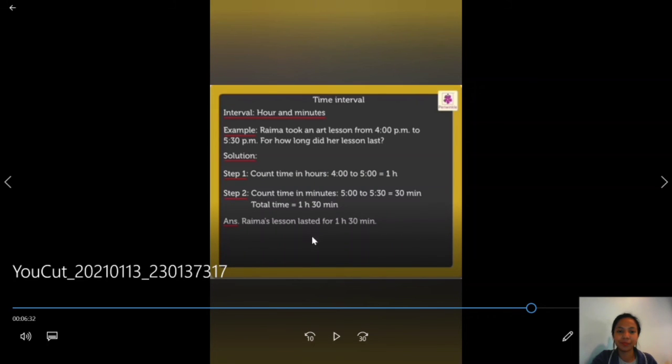Everybody read. Rayma's lesson lasted for 1 hour and 30 minutes. Alright, so that's our final answer. Actually, if it's word problem, you need to write your final answer with at least one sentence, like this one. Alright? And then, it is very important that you're going to write the label, like 1 hour, or H stands for hour, and then 30 minutes, M-I-N, shortcut for minutes. Alright?